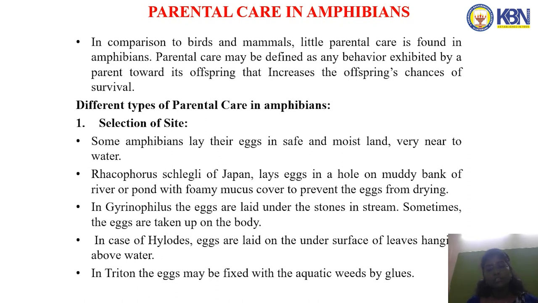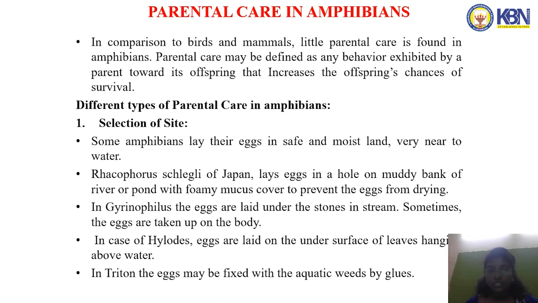Some amphibians lay their eggs in safe and moist land very near to water. Rhacophorus pegli of Japan lays eggs in a hole on the muddy bank of a river or pond, covered with foamy mucus to prevent the eggs from drying.